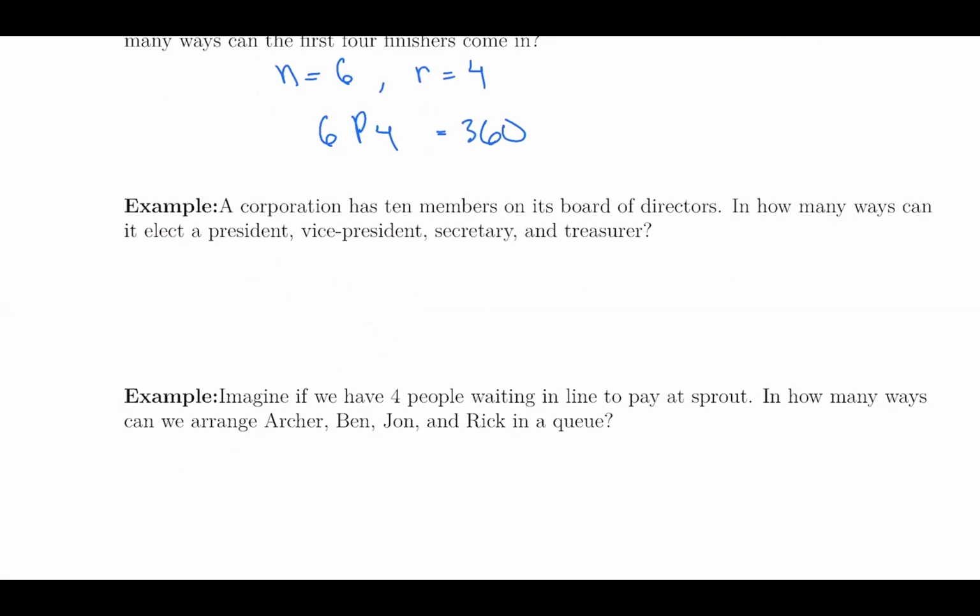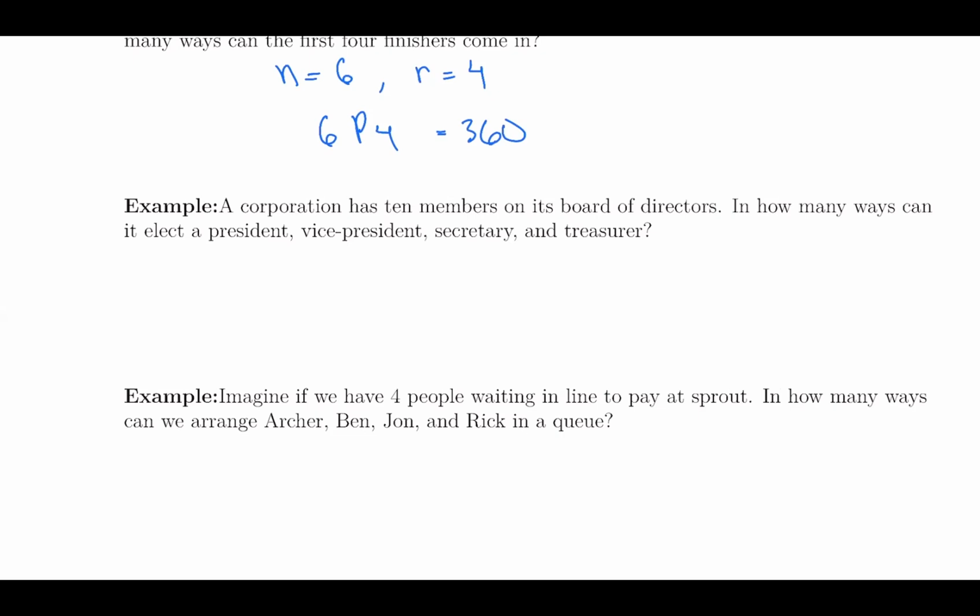So it says a corporation has 10 members on a board of directors. In how many ways can it elect a president, vice president, secretary, and treasurer? So for this one, are all the board members the same, or can we assume they're all different? Cool, so they're all different. Does it matter who I place as president, vice president, secretary, and treasurer, or are all of these positions the same? Cool, so the order matters.